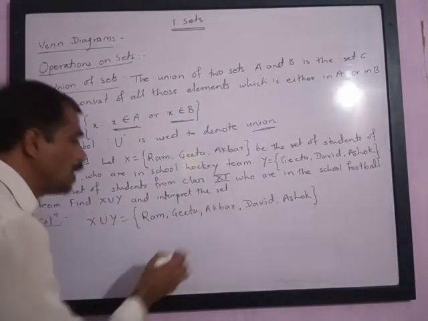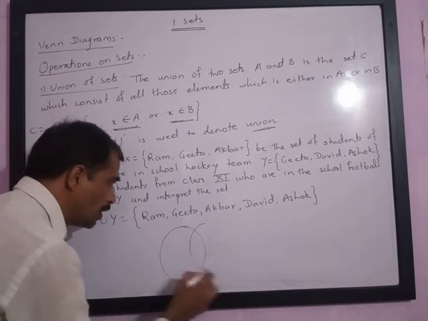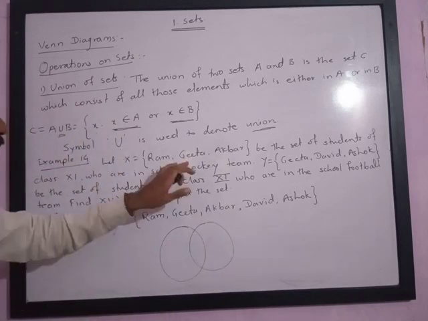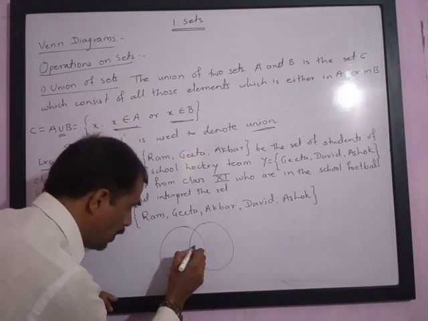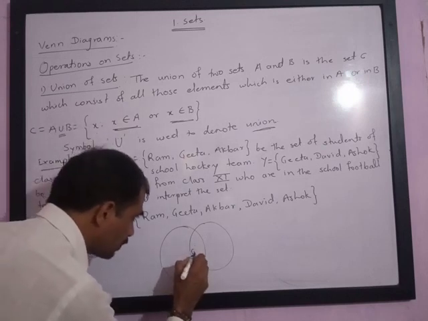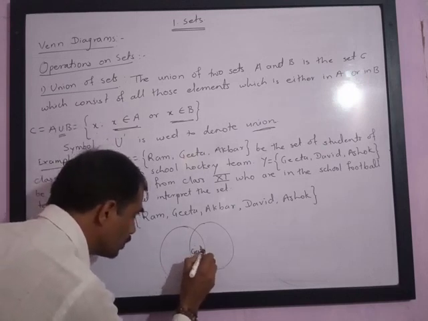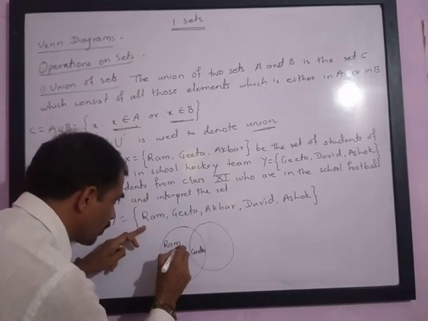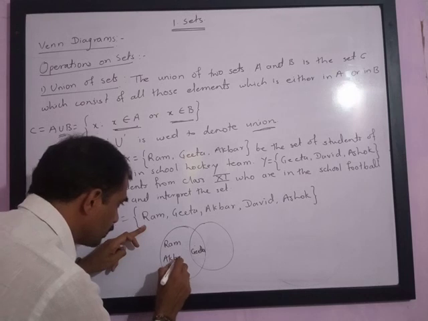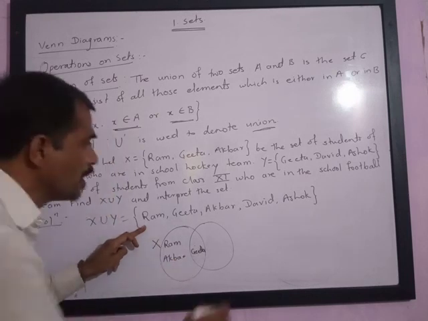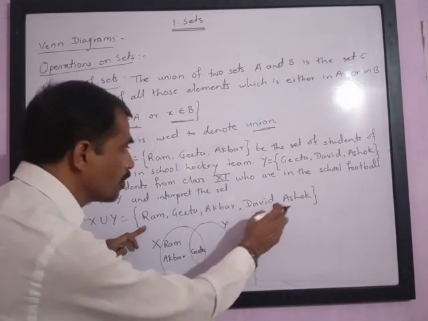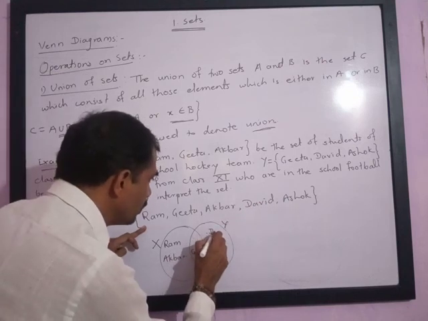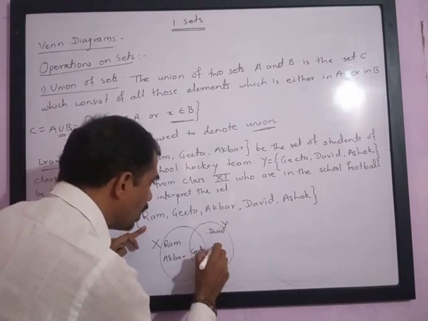Now if this is to be represented by a Venn diagram, then please understand, here Geeta's name is repeated, so it will be here. And Ram, Akbar, this is set X, this is set Y, David and Ashok.